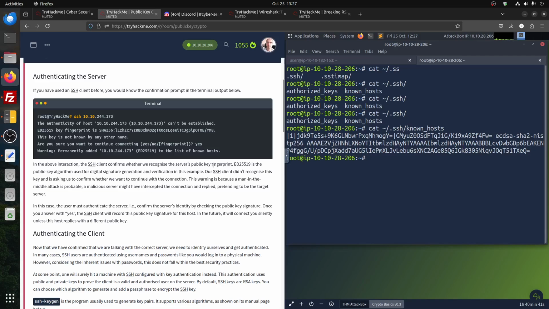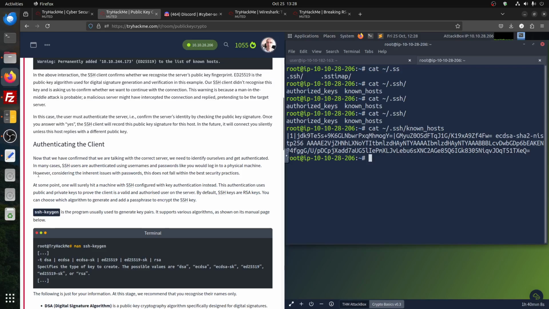Let's see. The ED25519 fingerprint is the public key I got to use, the digital signature generated. Our SSH client didn't recognize this key and is asking us to confirm whether we want to continue with the connection. In this case we must authenticate the server, confirming the server identity by checking the public key signature. Once you answer yes, the SSH client records this public signature for this host. In the future it will connect you.